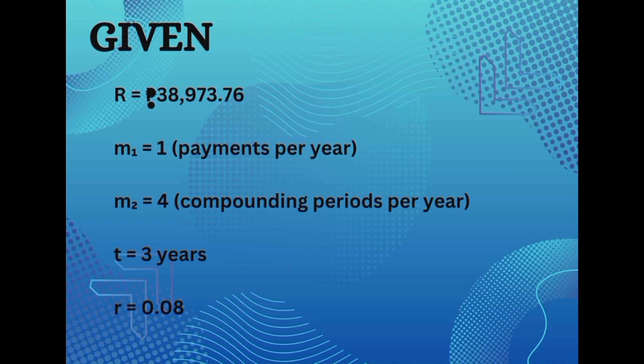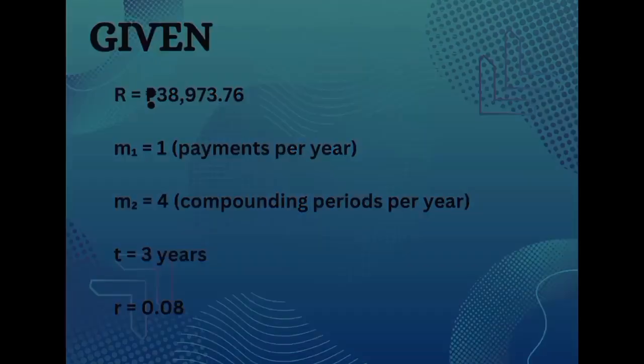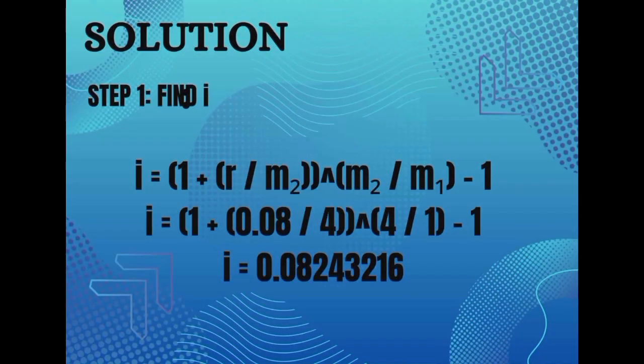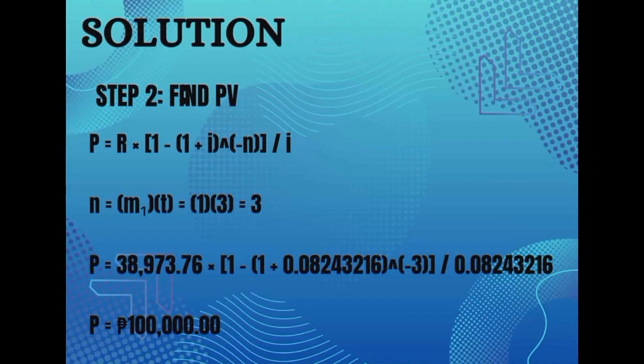M sub 2 equals 4 compounding periods per year. Time equals 3 years. Rate 0.08. Solution. Step 1. Find I. I equals (1 plus R divided by M sub 2) raised to the power M sub 2 divided by M sub 1, minus 1. I equals (1 plus 0.08 divided by 4) raised to the power 4 divided by 1, minus 1. I equals 0.08243216.